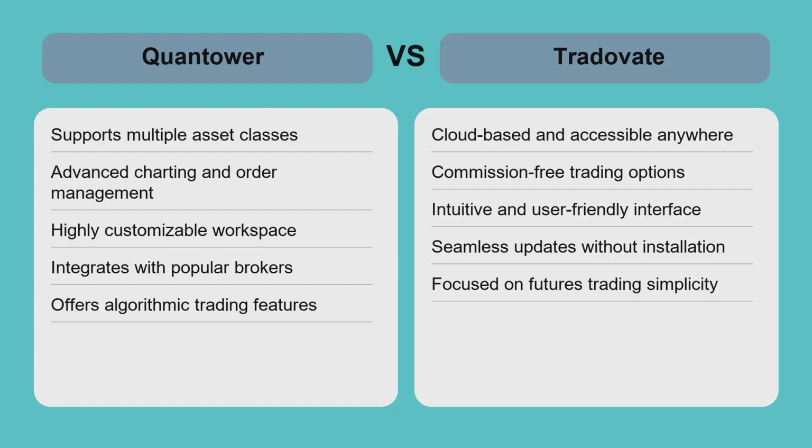Quantower excels in providing a powerful, customizable desktop experience for multi-asset traders who value advanced analytics and multiple data connections. It's perfect for those who trade across different markets and need granular control. In contrast, Tradovate offers a cloud-based platform focused on futures traders who prioritize ease of access and low-cost trading without sacrificing essential features. While Quantower demands more setup and technical knowledge, it rewards users with deeper functionality.